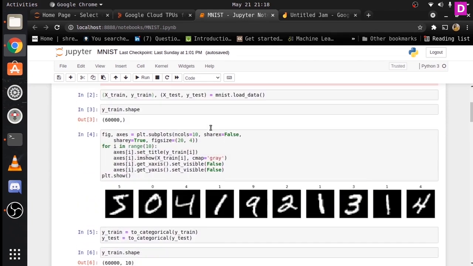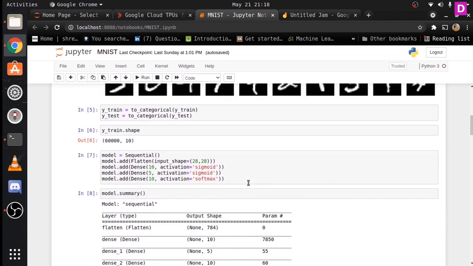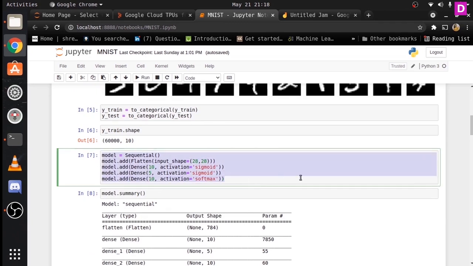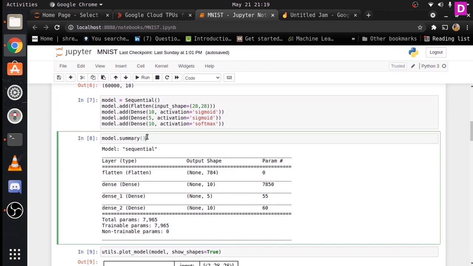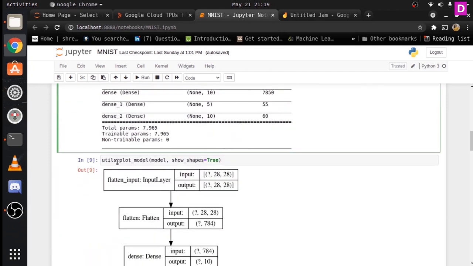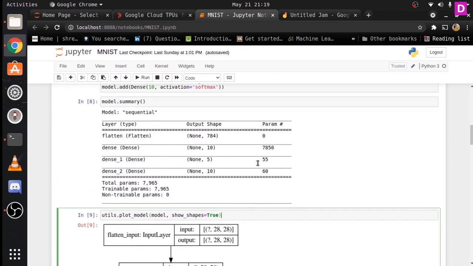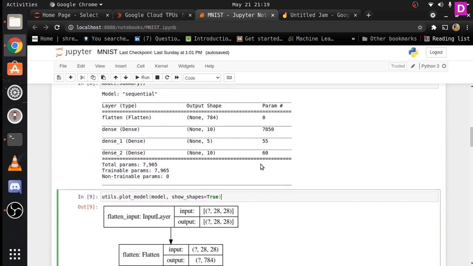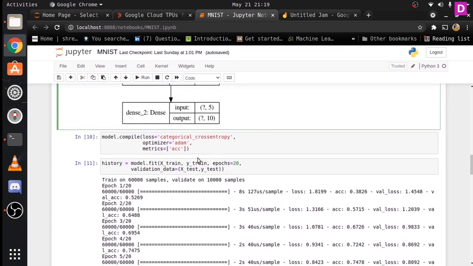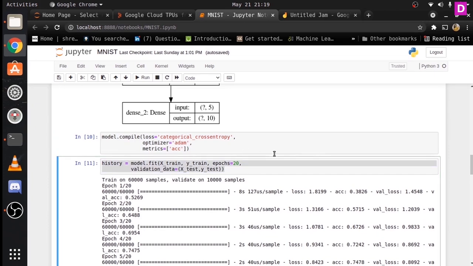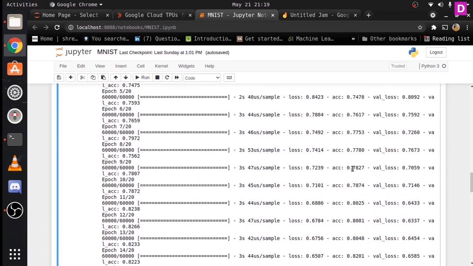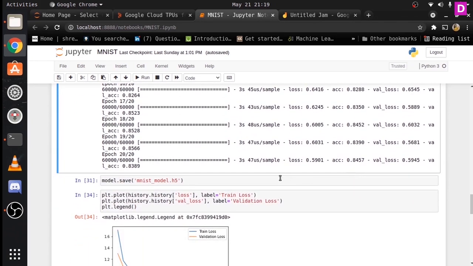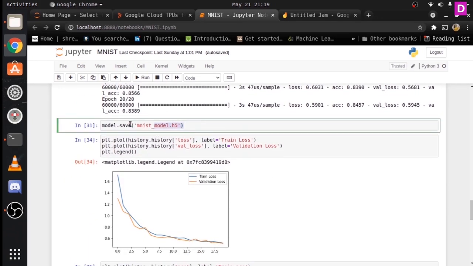So what we did was first we loaded the whole dataset and then we created a model, the architecture of the model. We also showed how we could use the summary function and plot model function to actually understand more about the whole model architecture. Then we compiled the model and we fit the model, right? We saw during the epochs how things kept on changing, how the loss changed and accuracy kept increasing. Then we saved the model.